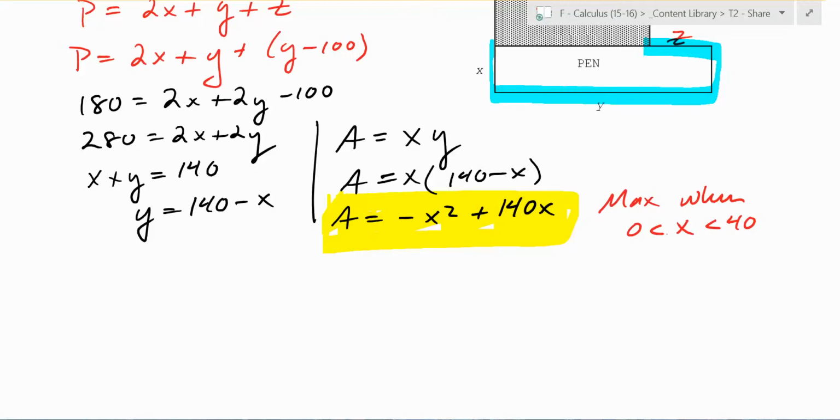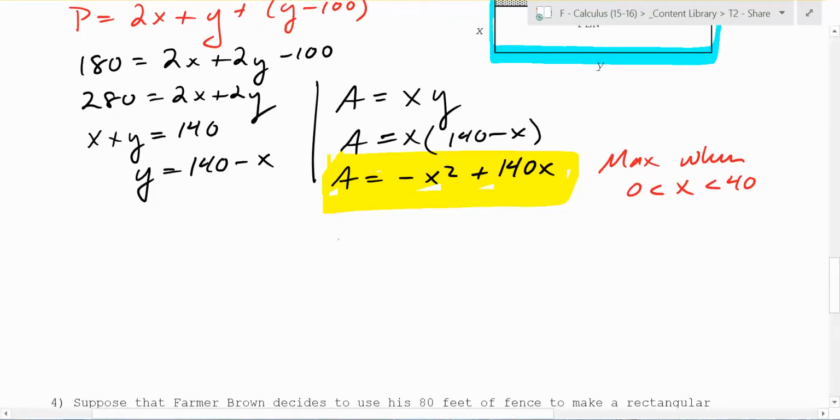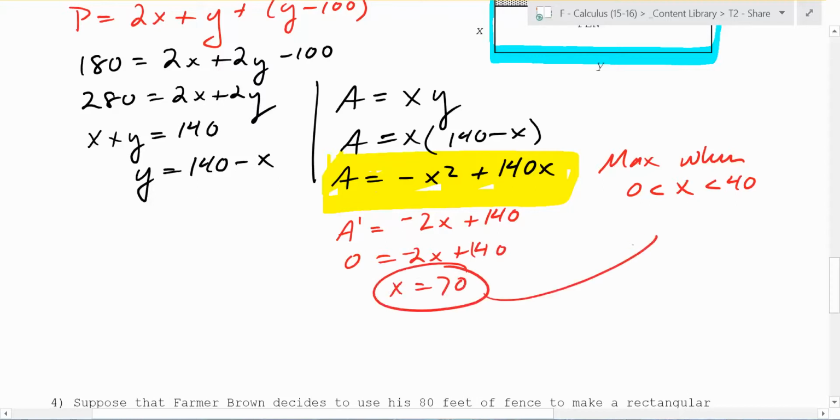Is the actual maximum necessarily going to be in this range? No, you actually found out it's not. If you take the derivative of this, you end up with negative 2x plus 140. So that'll be 0 when x is equal to 70. But that is not in the domain, right? So all that tells you is that you're not going to be able to make the maximum area you possibly can with that domain restriction.